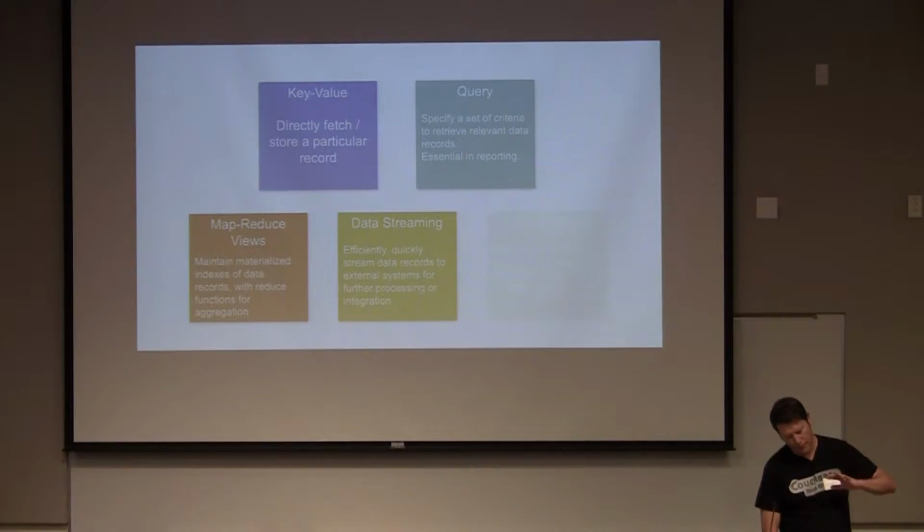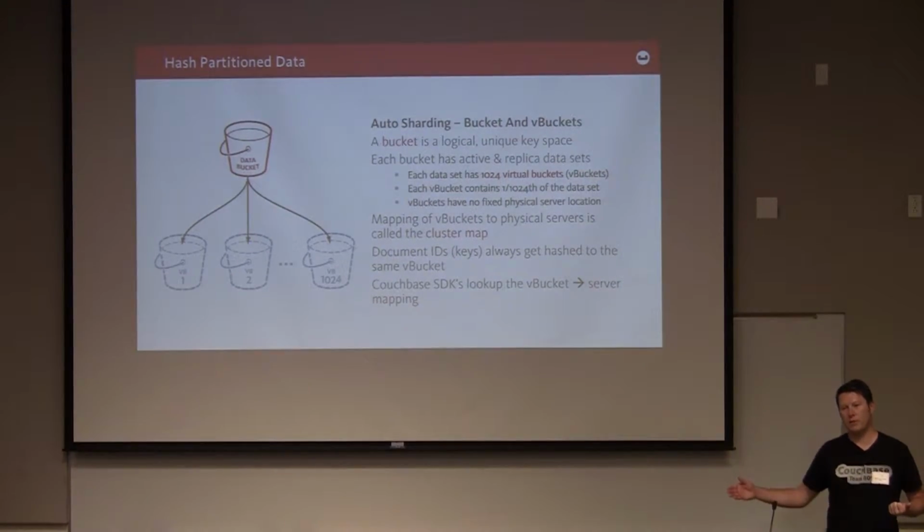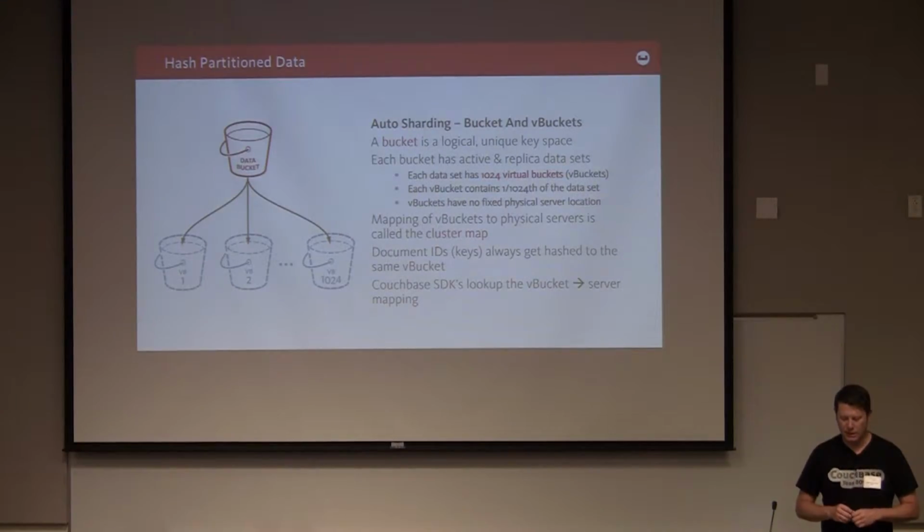So we'll talk a little bit about how those come together. But before I do that, I do want to mention a couple of architectural details. These are all distributed systems. In the case of Couchbase, one of the things that we do is hash partition the data across the cluster. And we think that's actually the right model for these kinds of systems that you need to scale very easily.